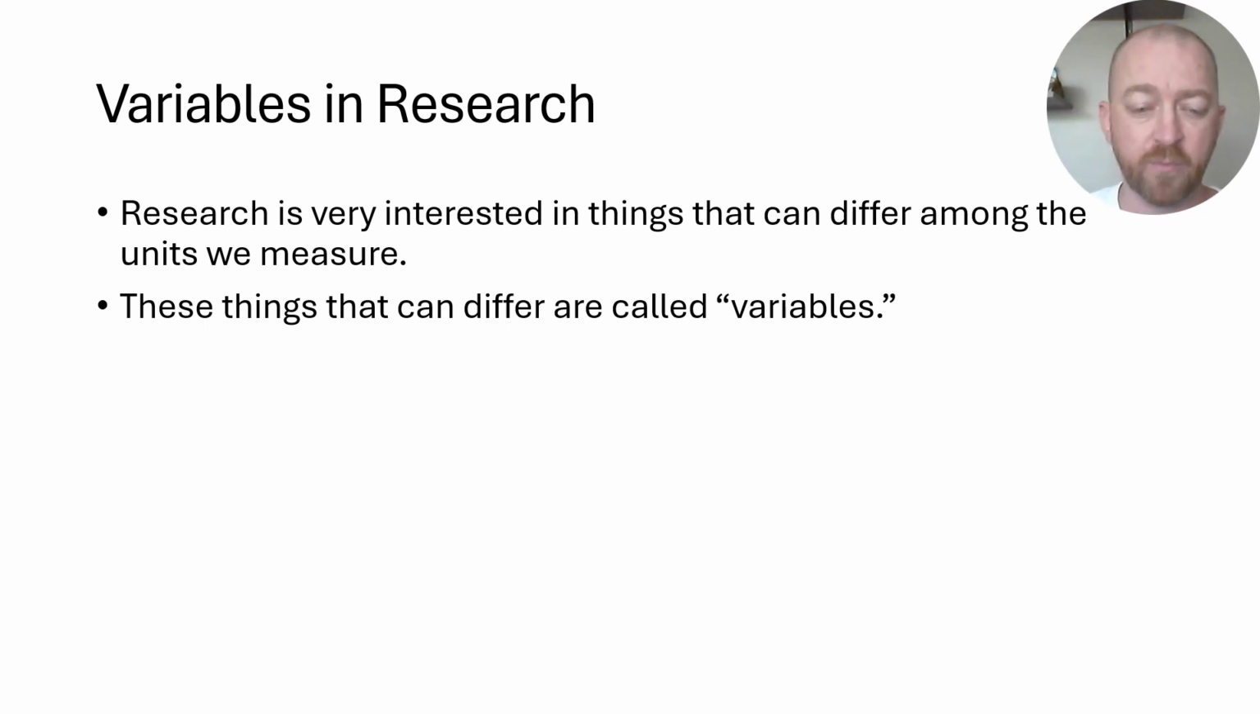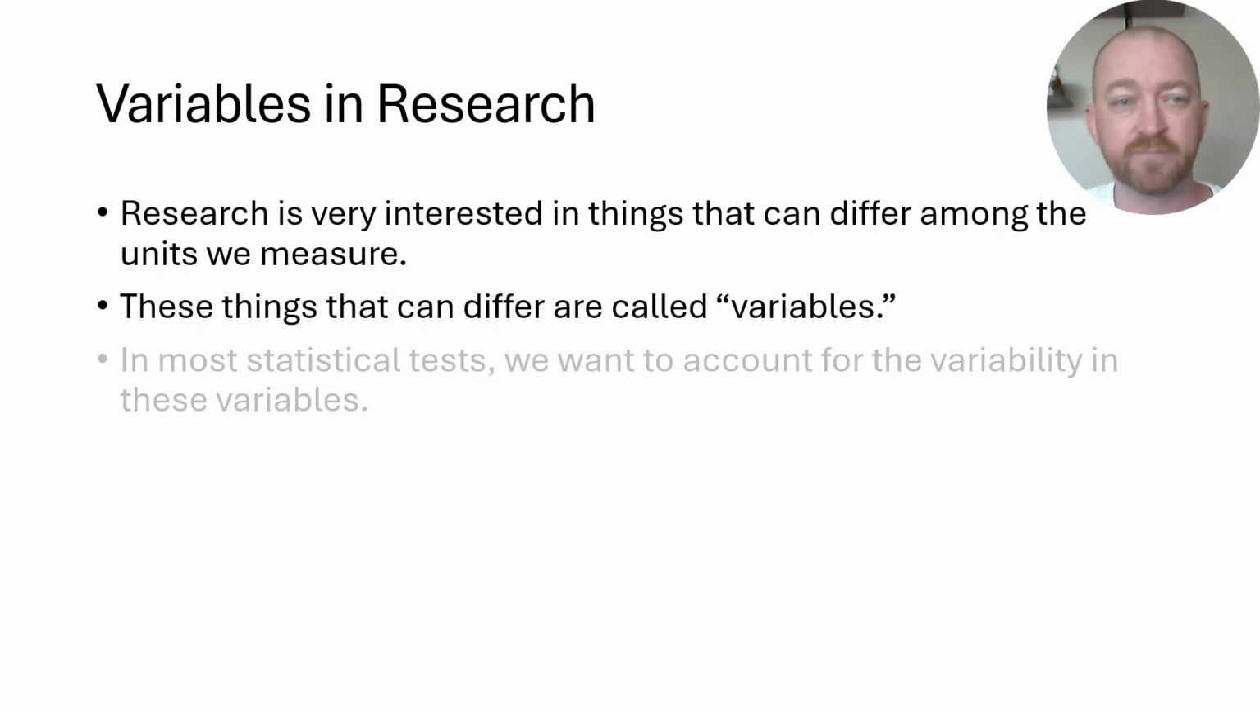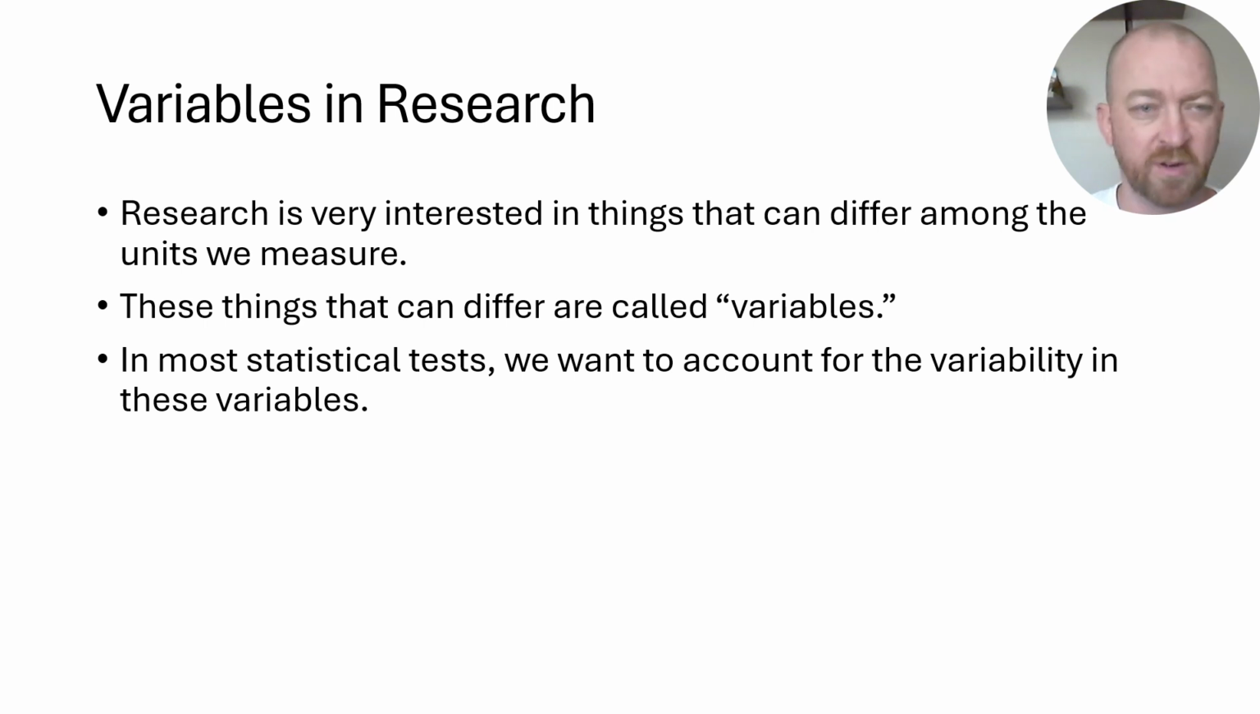We've already covered that before, but I want to just remind you really quickly. So anything that can vary in its value across the units you measure is called a variable. So there are, of course, millions of variables that we could test. And in statistical tests, what we're usually interested in is trying to account for the variability in that variable.